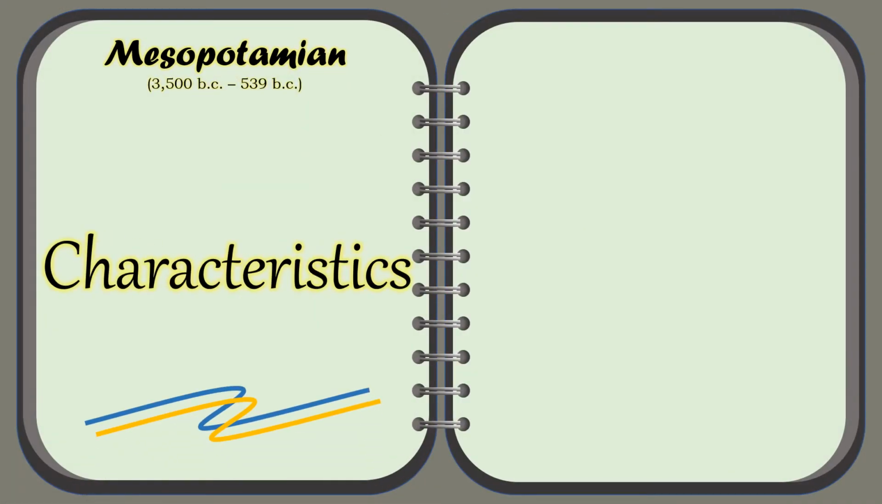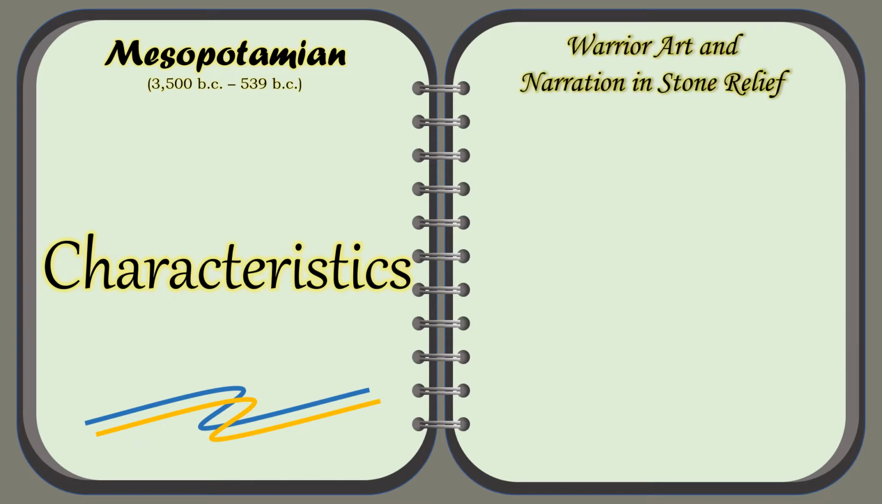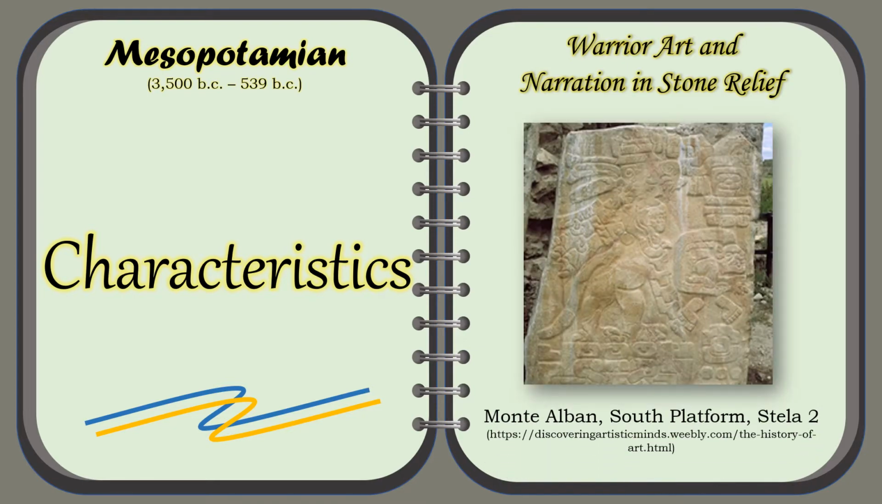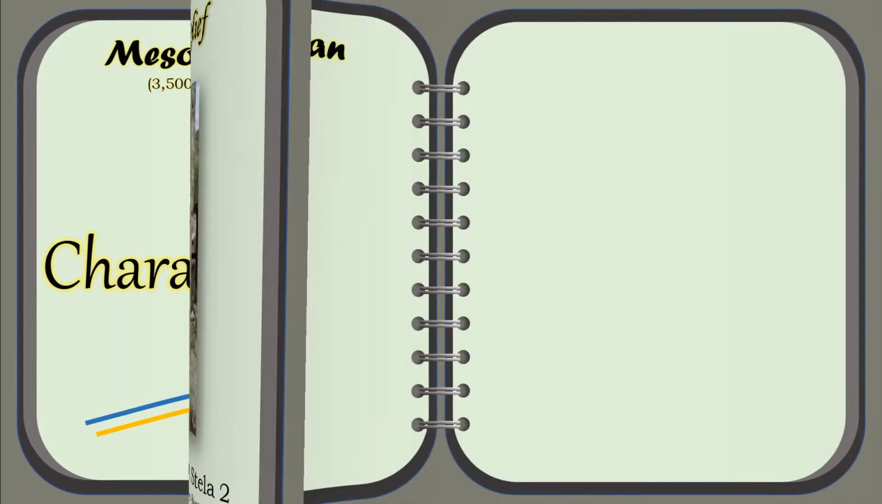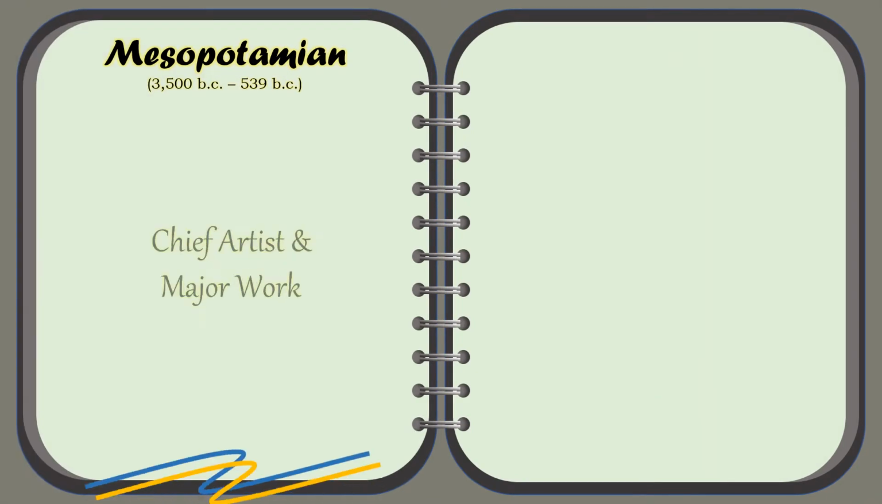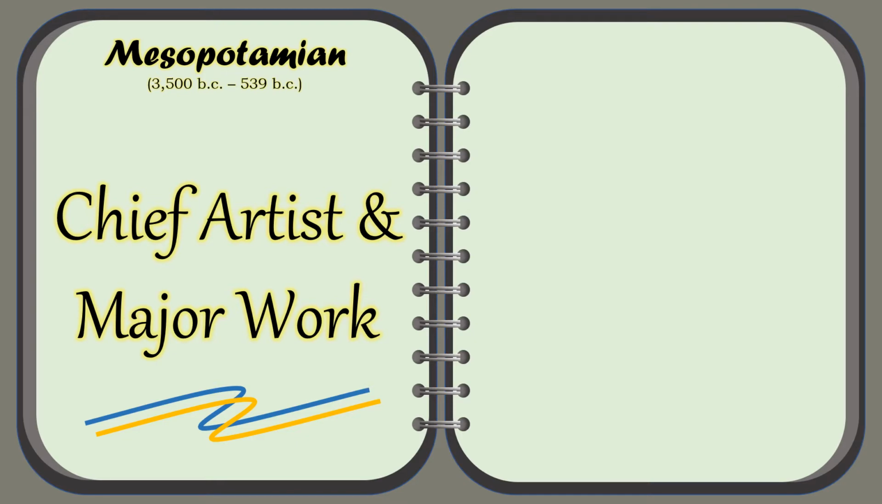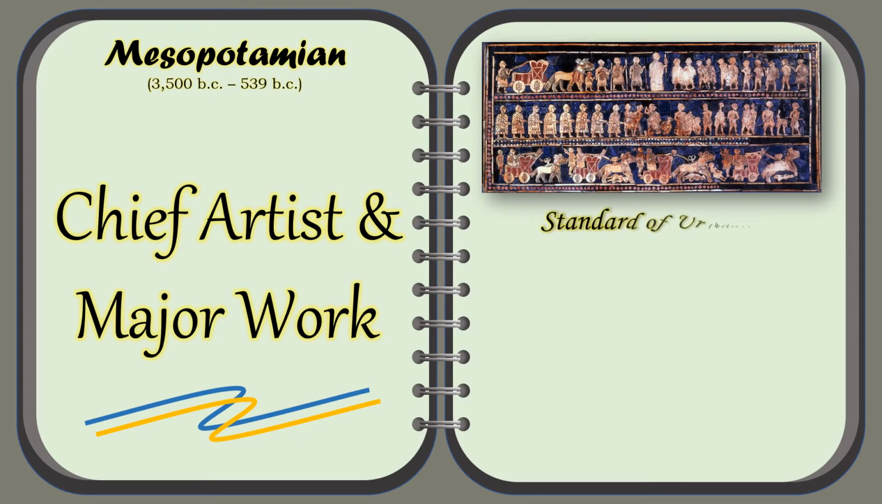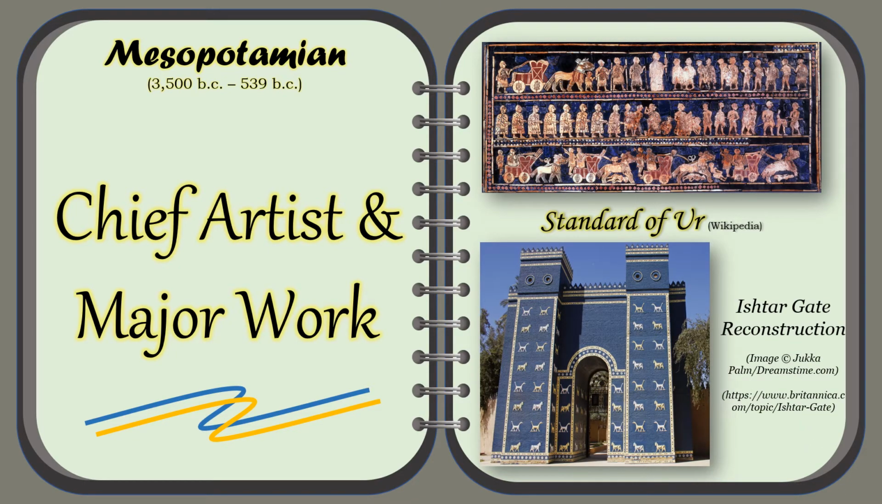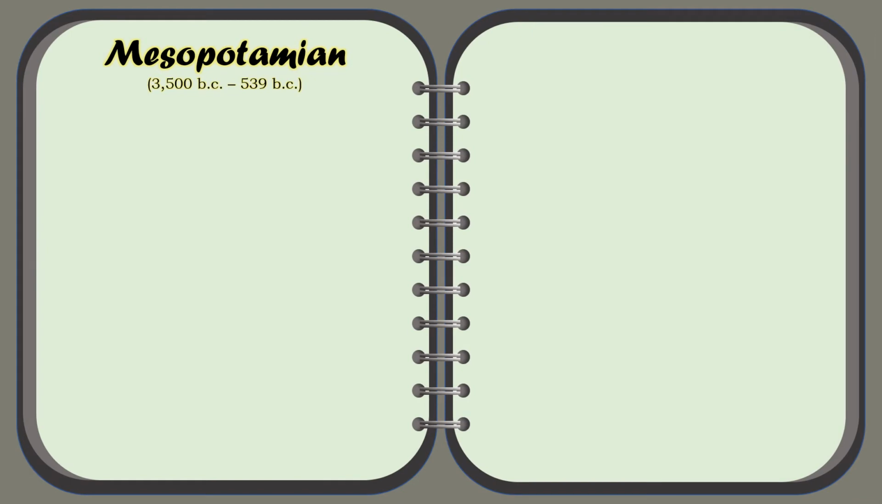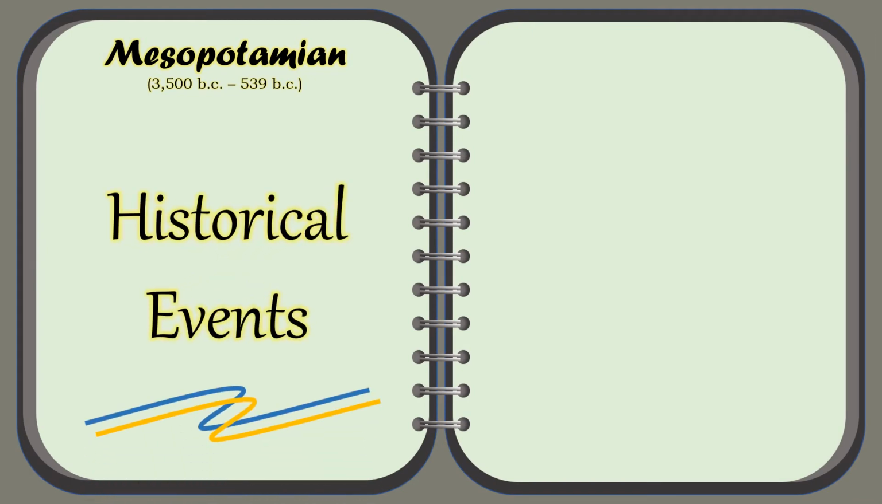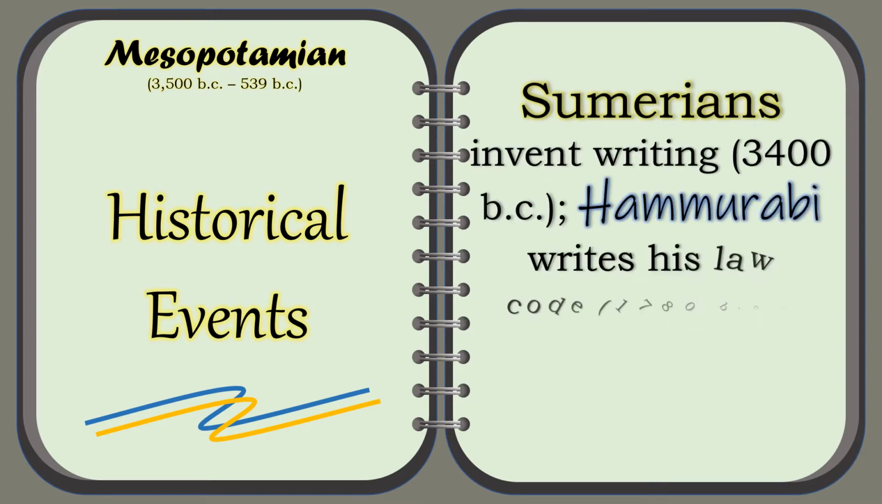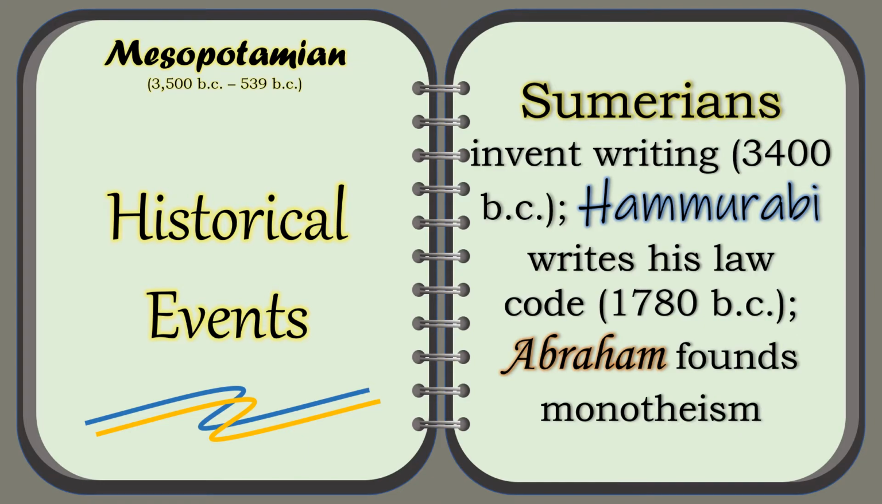Mesopotamian characteristics: warrior art and narration in stone relief. Monte Alban, South Platform, Stela 2. Mesopotamian chief artist and major work: Standard of Ur, Ishtar Gate reconstruction. Mesopotamian historical events: Sumerians invent writing, Hammurabi writes his law code, Abraham founds monotheism.